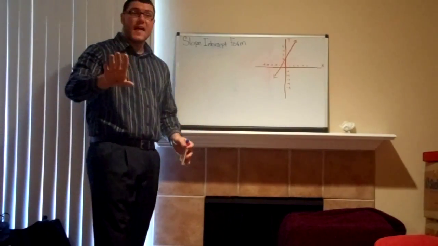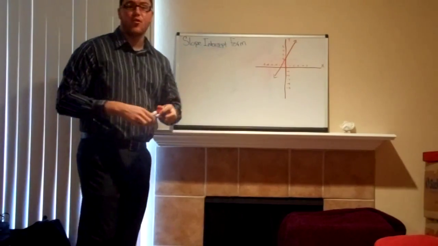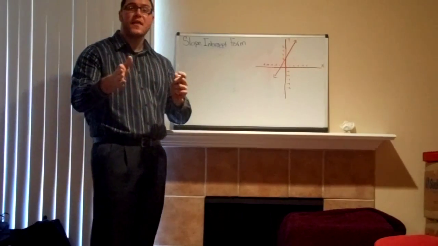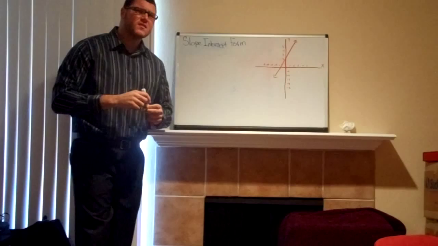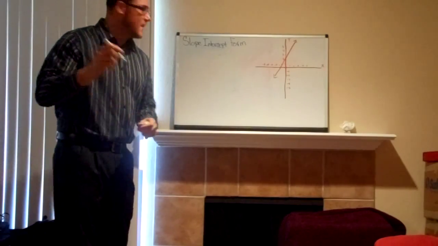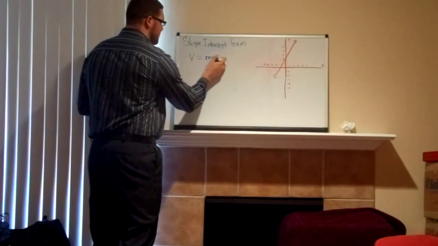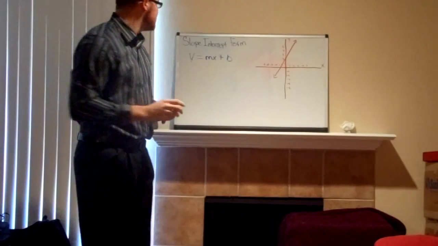Now, before we left, we introduced the slope-intercept form equation. Does anybody want to give a try on what that equation actually says? Alice? Yes, it's y equals mx plus b. And we talked about what these letters meant within this equation.